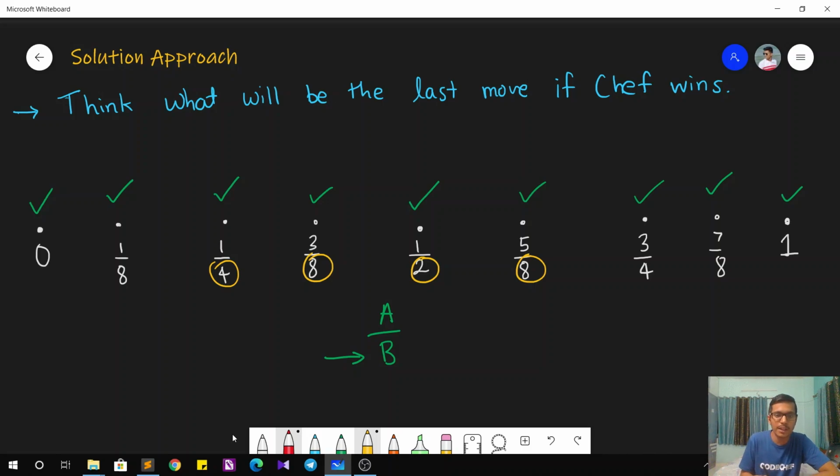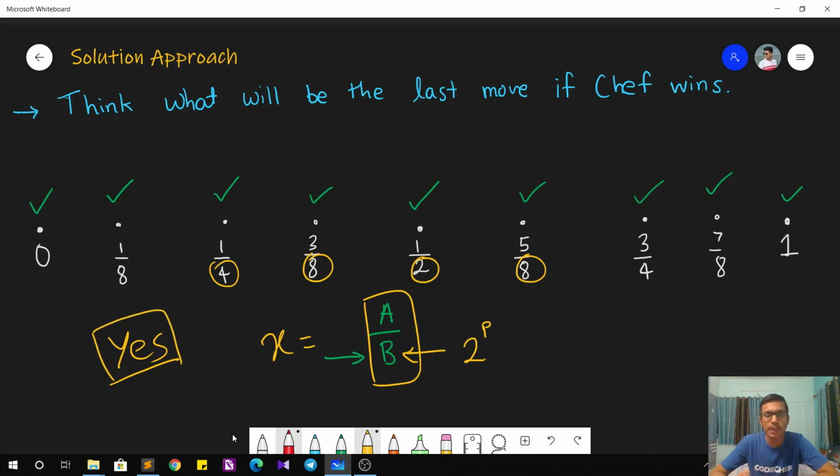So that's it. We have to check in the given input. The given input will be the number x, initial x, which is in the form of a by b. We have to just check whether the denominator of the initial given number is a power of 2. If it is some power of 2, then our answer is yes. We have a way in which Chef can win in an infinite number of moves, or else the answer is no. That is, Chef cannot win.